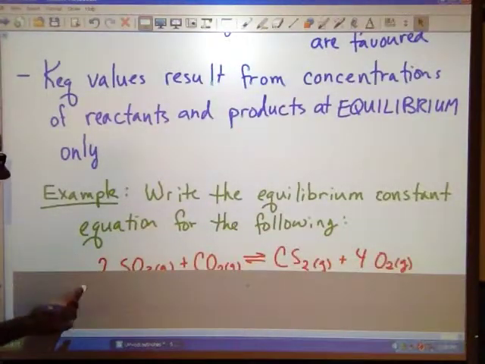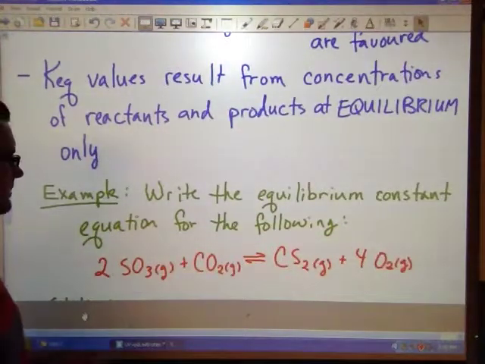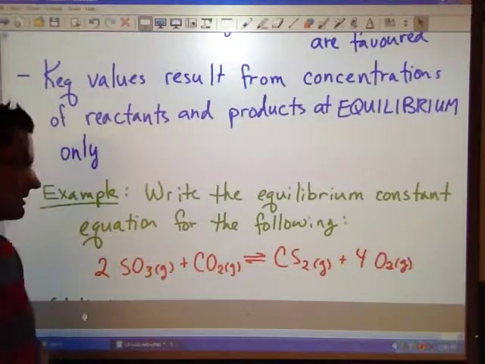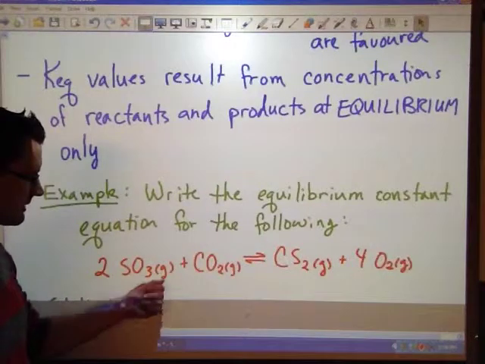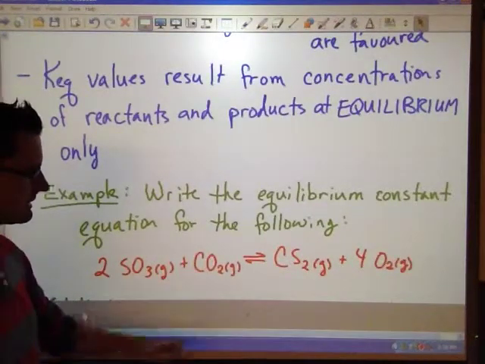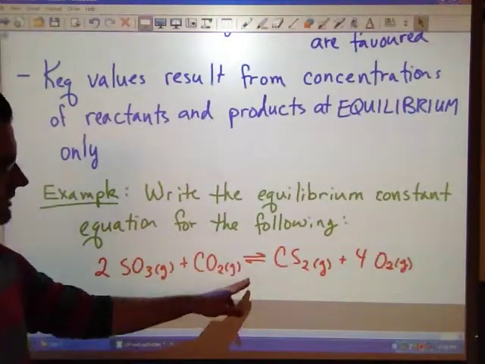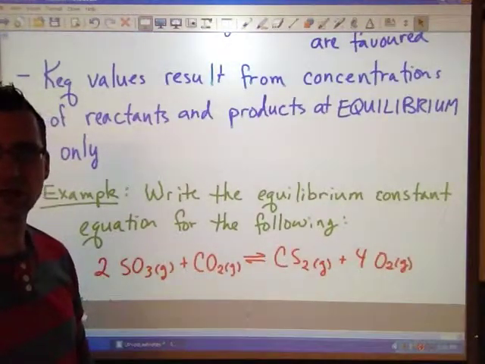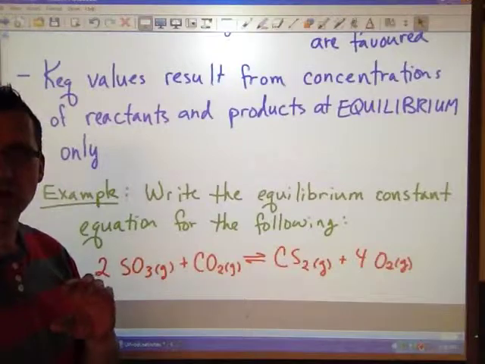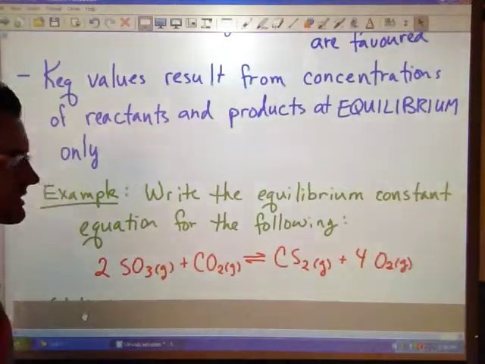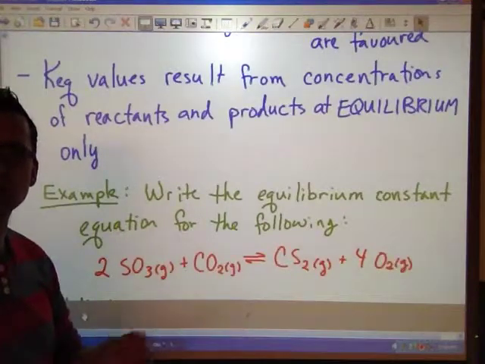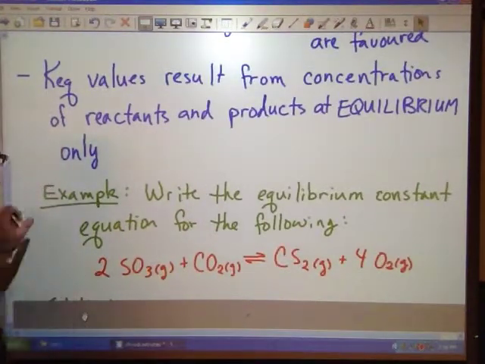Okay, so just another example here. I think it's from your textbook. Write the equilibrium constant equation for the following reaction. We have two sulfur trioxide gas molecules and one CO2 gas in equilibrium with CS2 gas and 4 O2 gas. So once again, KEQ is products over reactants. If there are coefficients, that species gets raised to that number as an exponent.